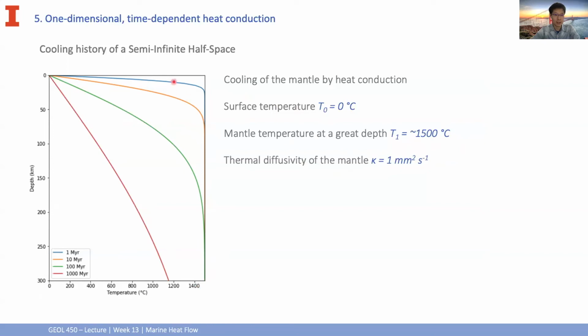We can see different curves showing the thermal history at different times. After 1 million years of cooling, the thermal structure of the mantle doesn't change a lot from its initial condition. That means thermal conduction is a very inefficient way for heat to escape.